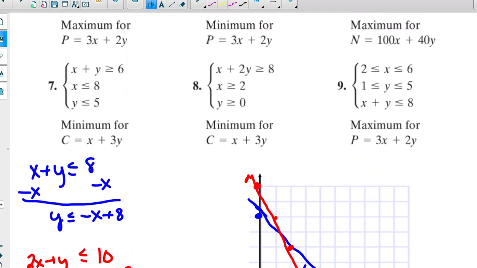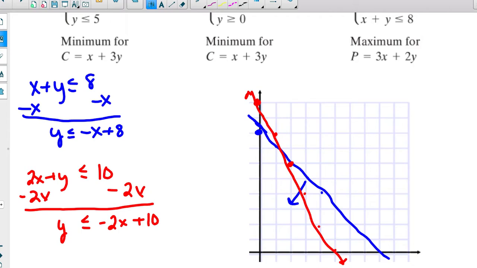All right, going back up, x is greater than or equal to 0, so that one goes through the x-axis and also happens to be the y-axis. Greater than means you're shading this way. And then y is greater than or equal to 0. It happens to be your x-axis, and you're shading above.